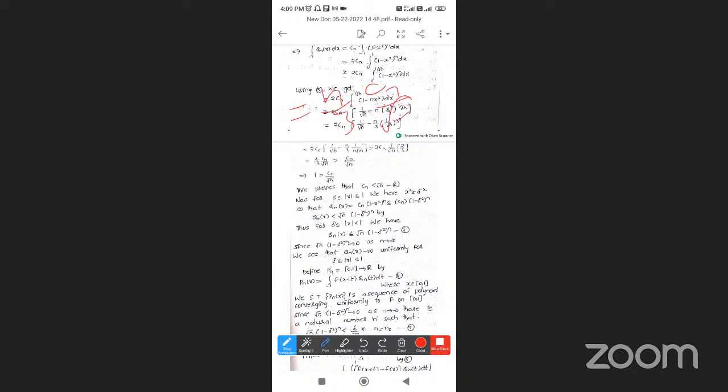Cn by root n. This is greater than always Cn by root n, and always 1 is greater than Cn by root n. Taking cross multiplication, we get root n is greater than Cn. So Cn is less than root n. This is the sixth equation.